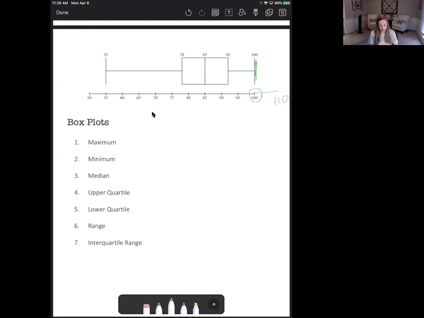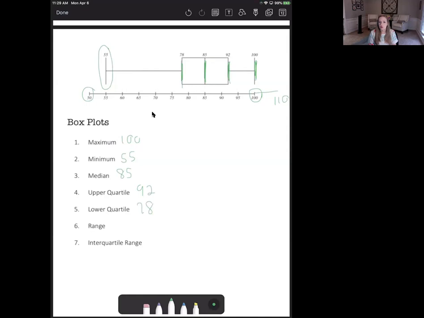You're not looking at the number line, you're looking at the actual graph. That thing with the box and whiskers coming out, that's the graph. So the maximum on this one is 100. The minimum is 55. Again, some of you would tell me that the minimum is 50, but you're not looking there. You're looking at this line all the way to the left. Median is the line in the middle of the box, not the middle of the number line. So it's 85. Your upper quartile is the right side of the box, so 92. And your lower quartile is the left side of the box, which is 78.